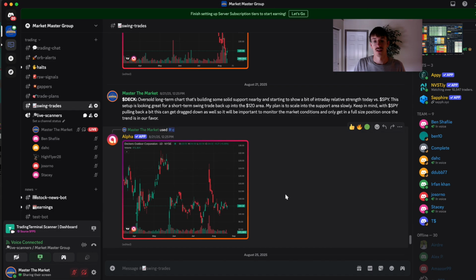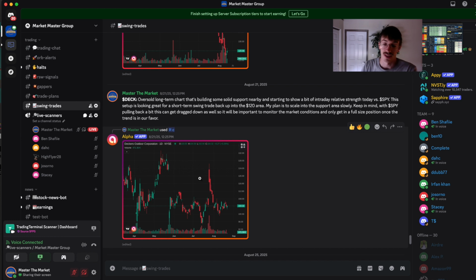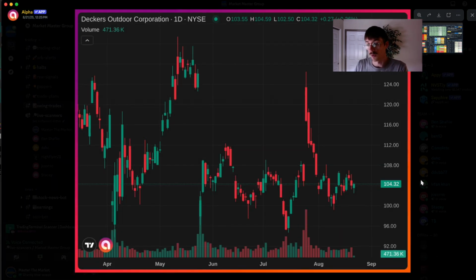Last but not least, to give you another example of this setup, we have DEC. DEC was an oversold long-term chart that's building some solid support nearby and starting to show a bit of intraday relative strength today versus SPY. This setup is looking great for a short-term swing trade back up into the 120 area. My plan is to scale into the support area slowly. Keep in mind with SPY pulling back a bit, this can get dragged down as well. So it will be important to monitor the market conditions and only get in a full-size position once the trend is in our favor. DEC at the time of this alert was 104.